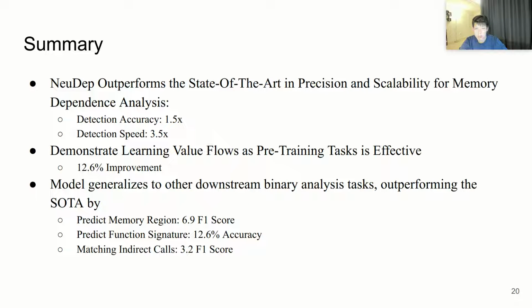In summary, we developed NeuDep, a new binary memory dependence analysis tool that learns to first perform general value flow analysis before learning to predict memory dependencies. It is more accurate and scalable than the existing state-of-the-art. We demonstrate learning general value flow is helpful to a broad range of tasks that either assist or benefit from memory dependence analysis. Thanks.